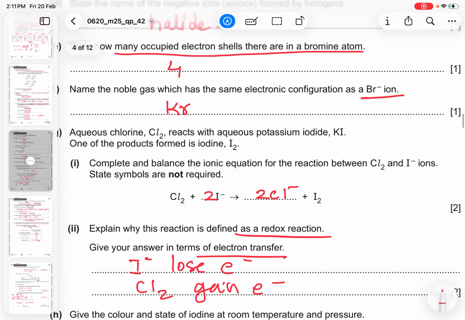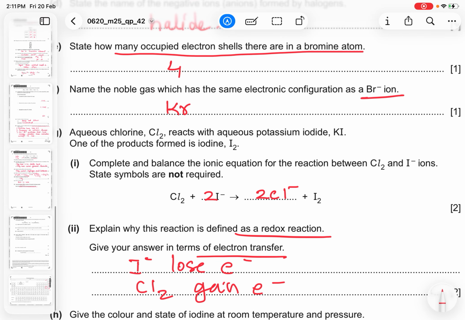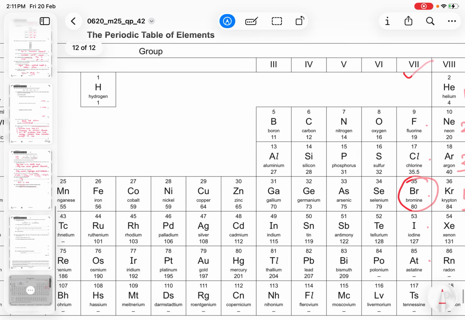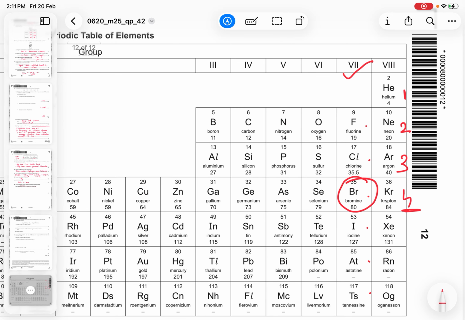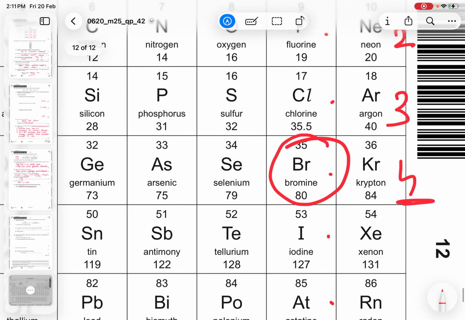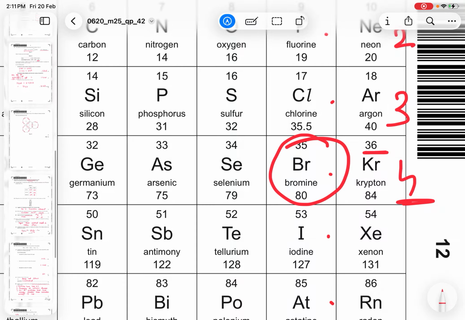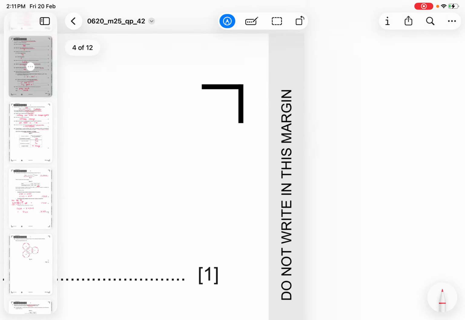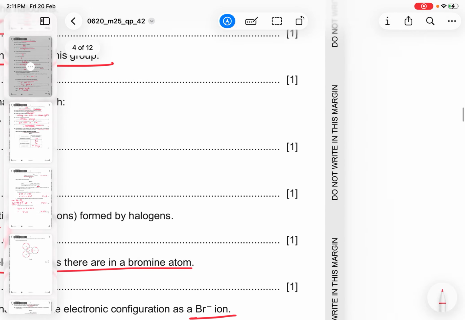Name the noble gas which has the same electronic configuration as the Br minus ion. Now bromine has atomic number 35. Again, bromine has 7 electrons in its outer shell. Now when bromine accepts one more electron, the 35 electrons become 36, which resembles the next noble gas, that is krypton. So we are going to write krypton here.